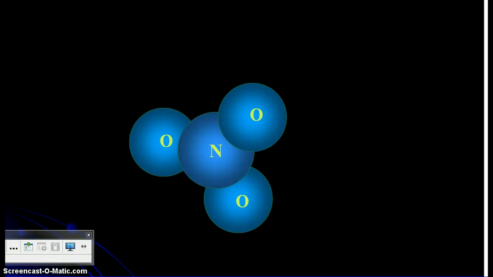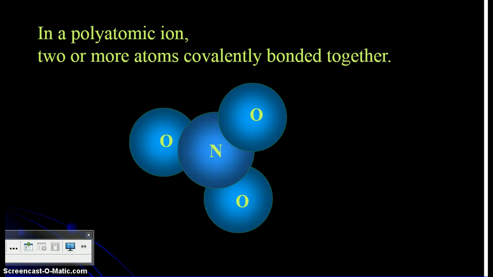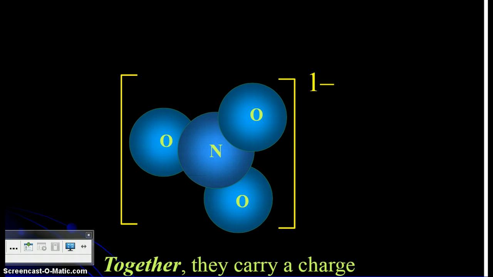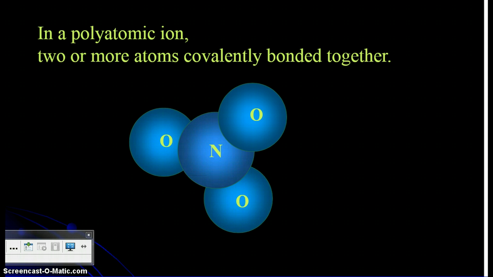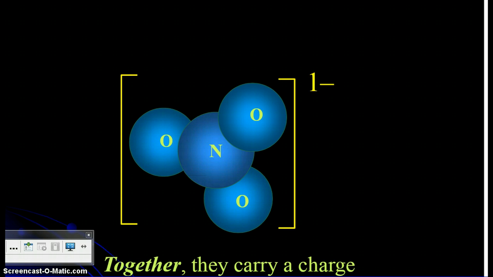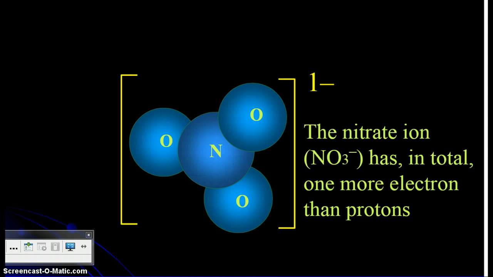All right, here we have NO3. Hopefully you remember NO3 is a polyatomic ion, nitrate, and it carries a -1 charge. So all of these atoms together carry a -1 charge, and these atoms are all covalently bonded. So N and the O's are all covalently bonded, but then together they carry a charge. And because they carry a charge, they can participate in an ionic bond as a unit.